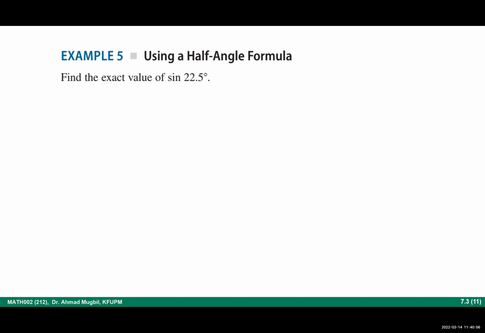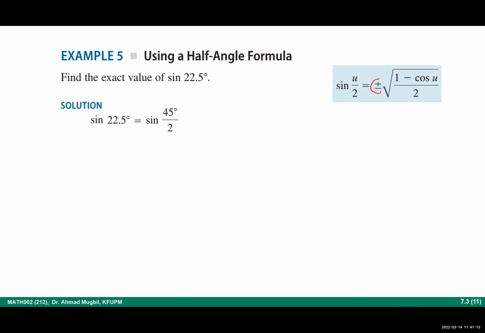It is 45 over 2, so it is the half of 45. Then we will apply what? The formula. What do you think? Are we going to say positive or negative? Why? Which one in the first column? Positive or negative about what? About u or about u over 2?